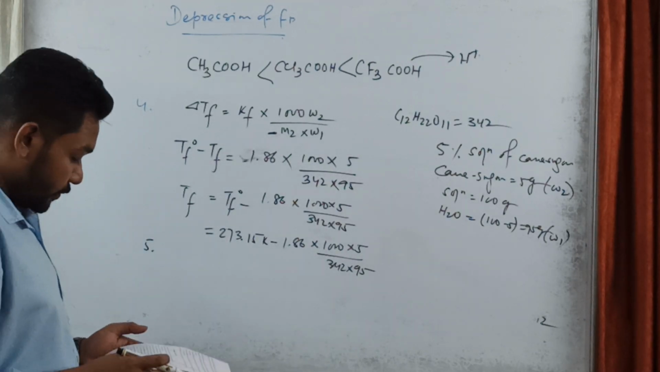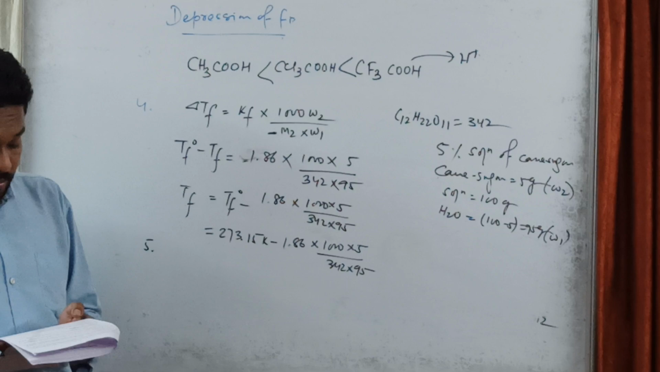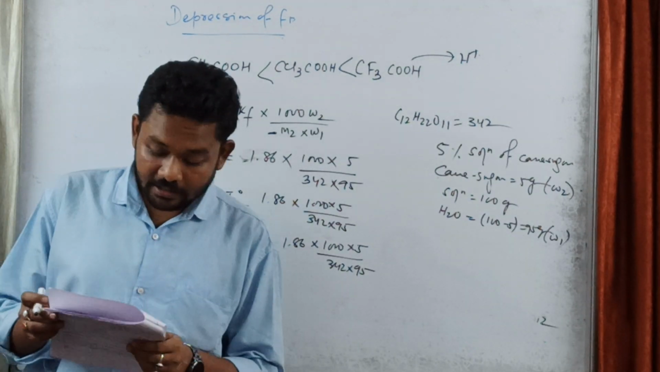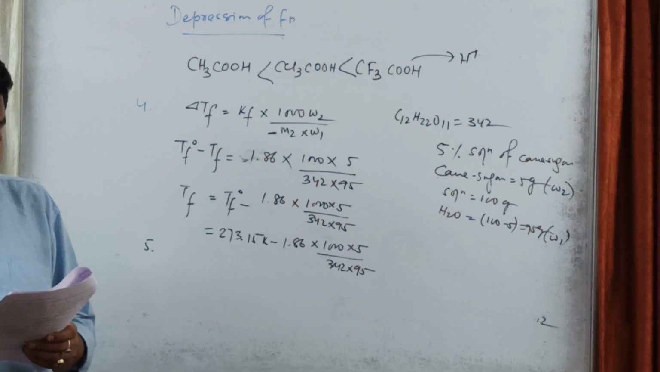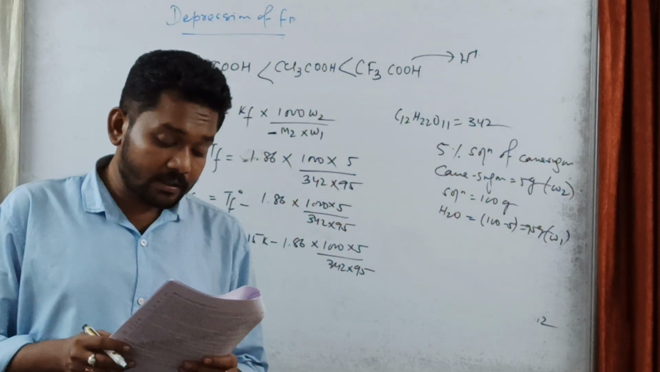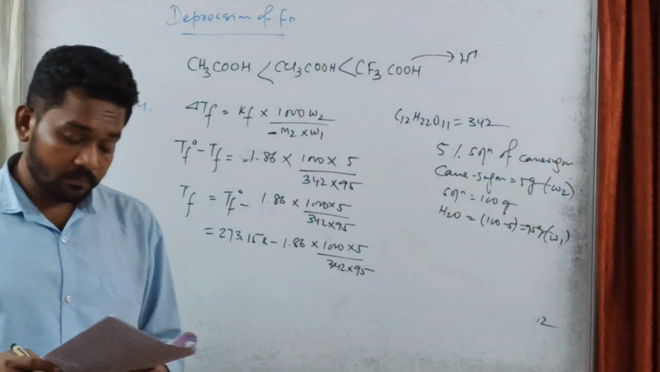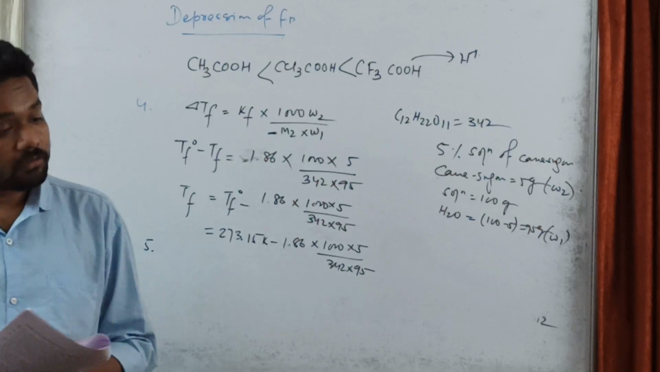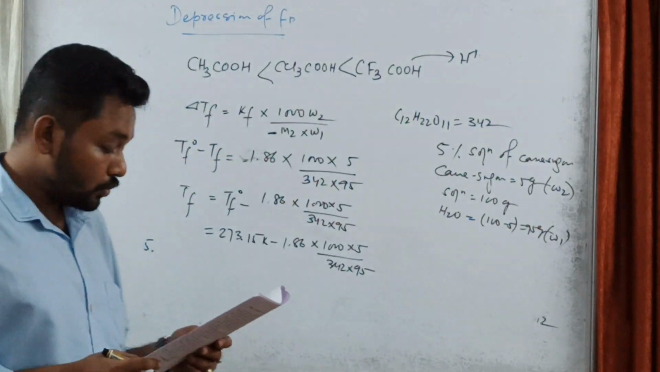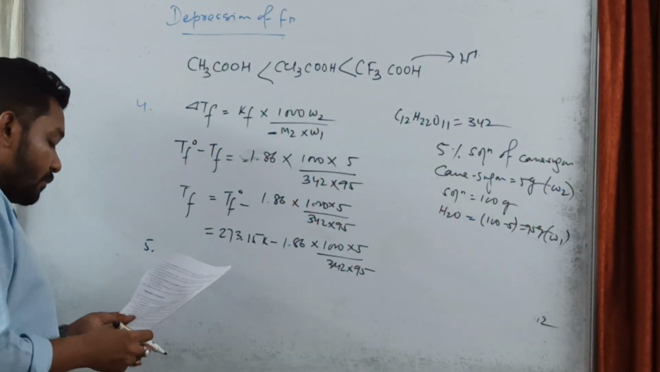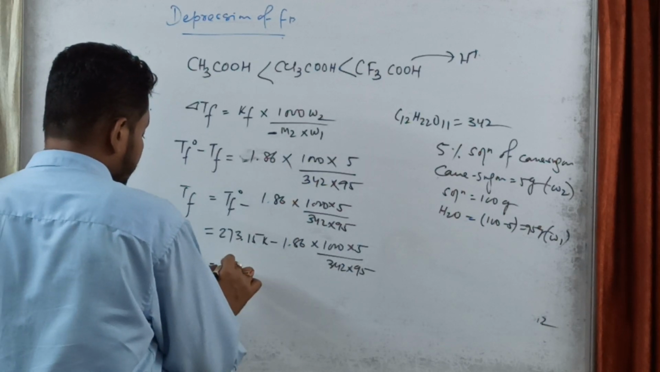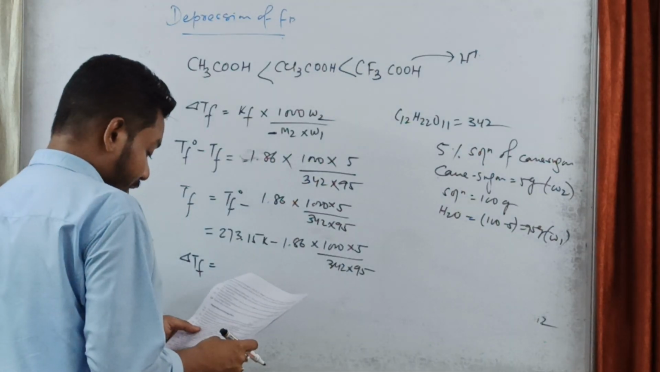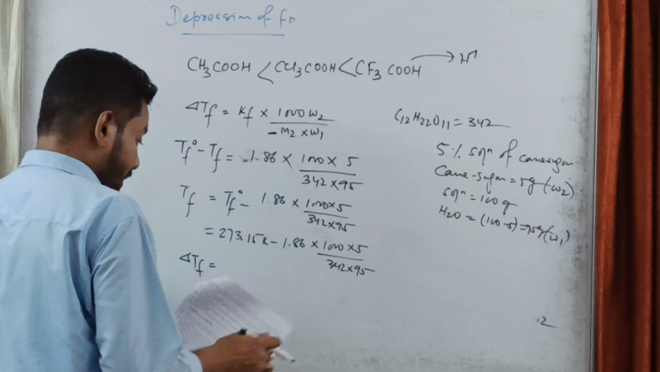Question number 5, that is the last problem of today's class. 45 gram of ethylene glycol is mixed with 600 gram of water. You need to calculate the depression of freezing point, depression means the delta value, and the freezing point of the solution. Same problem, nothing else. Delta T is equal to Kf into m. Now I will write down directly. Kf value is again for water.